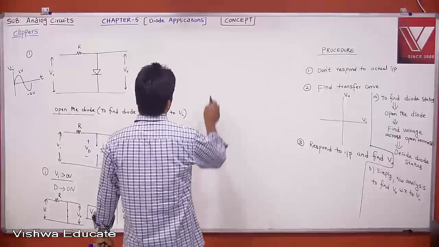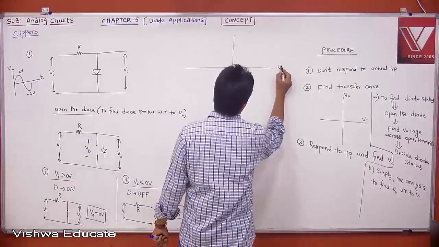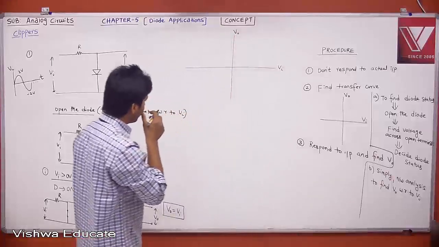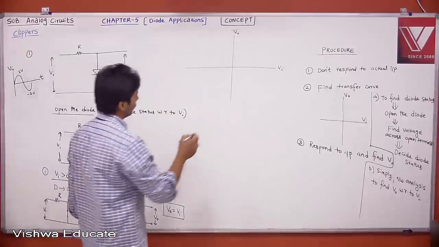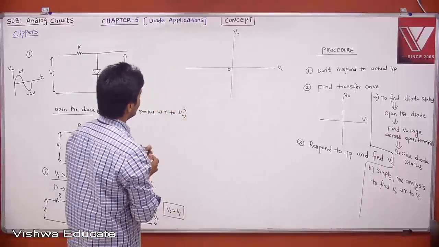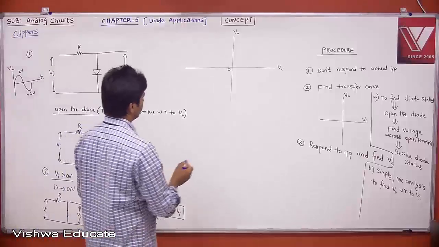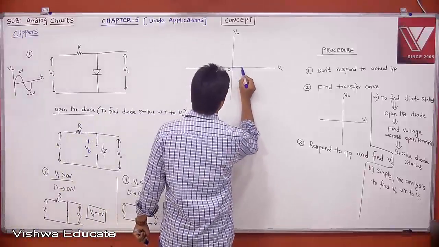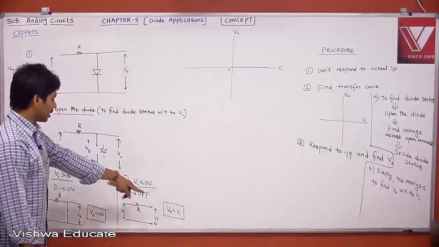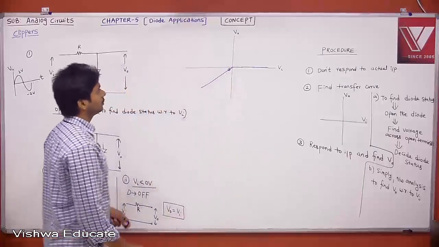Okay. Now that you have the transfer curve, what is that? Your x-axis is your Vi and the y-axis is your V0. And what is the break point? The break point is 0. When Vi is positive, something; negative, something. When Vi is positive, what is your output? Your output is 0. Your V0 is 0 for all positive values of Vi. When Vi is negative, your V0 is nothing but Vi. Therefore, this is what it is.